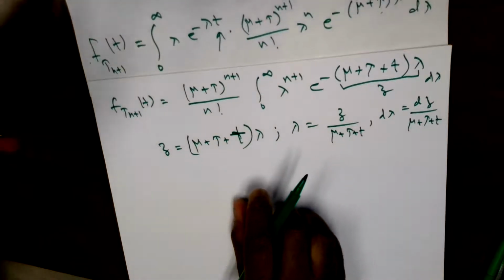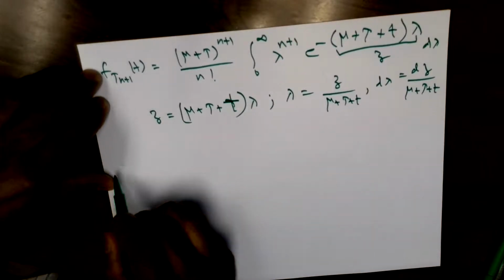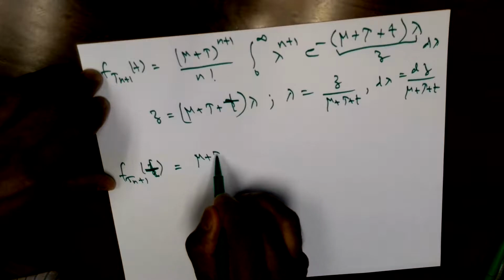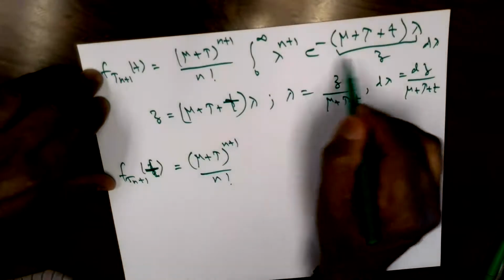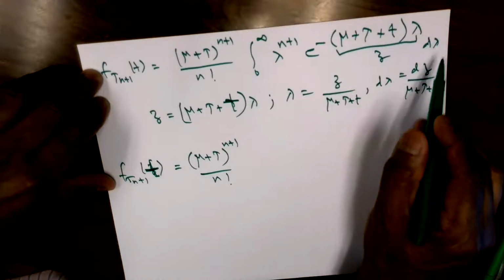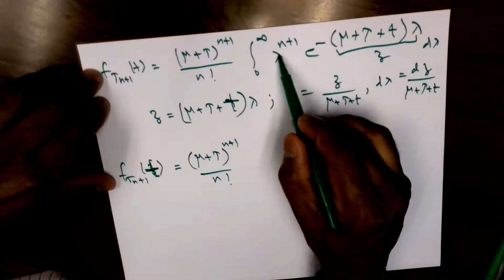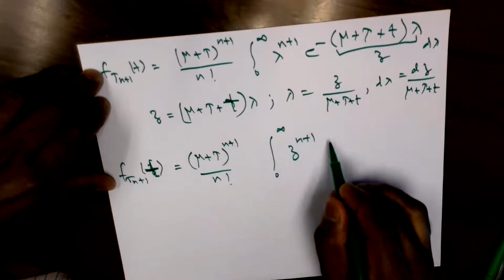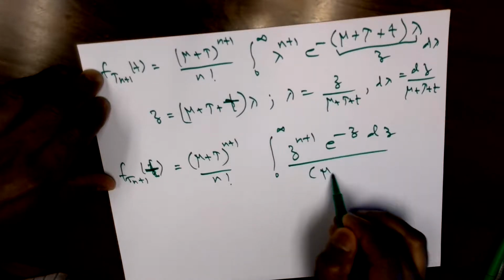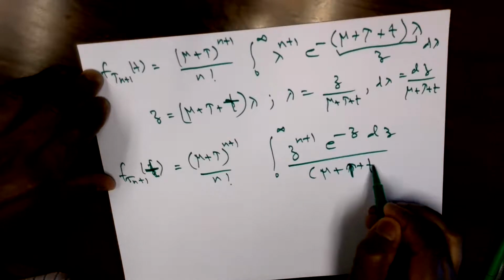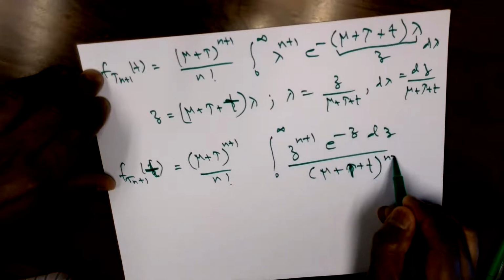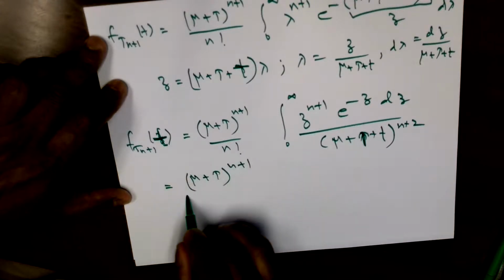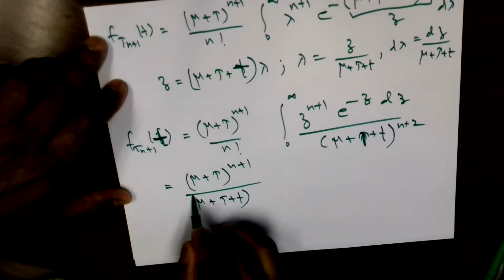Let me not make any mistakes. Let me substitute it. So f tau n plus 1 of t is mu plus tau to the power n plus 1 over n factorial. If you notice, we can do this mentally. This is e raised to minus z, and d lambda is dz over this factor. Lambda is this over this. So this comes out to be the integral 0 to infinity z to the power n plus 1 e raised to minus z dz, except the denominator factor: you have n plus 1 from here, one more factor, so this is n plus 2.